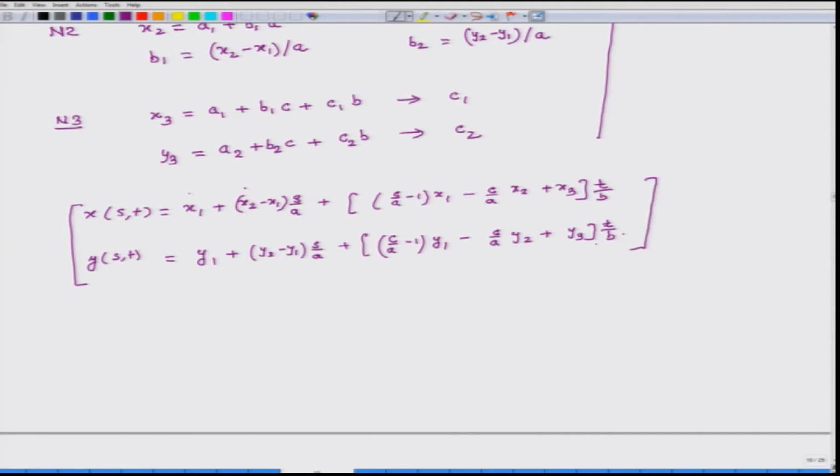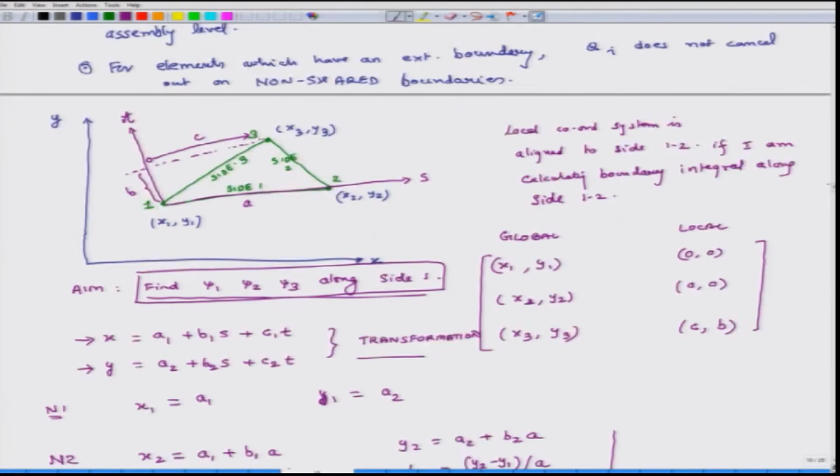So, these are the transformation equations, and here for every point in local coordinate system s and t, I can calculate its x and y coordinates using these formulas, because everything in this equation is known: x1, x2, x3, y1, y2, y3. So, for every point st in the local coordinate system, I can compute its x and y values. Now, what we are interested in is, we are not interested in finding any properties at all points in the domain. We are only interested in finding the points along the line 1, 2.